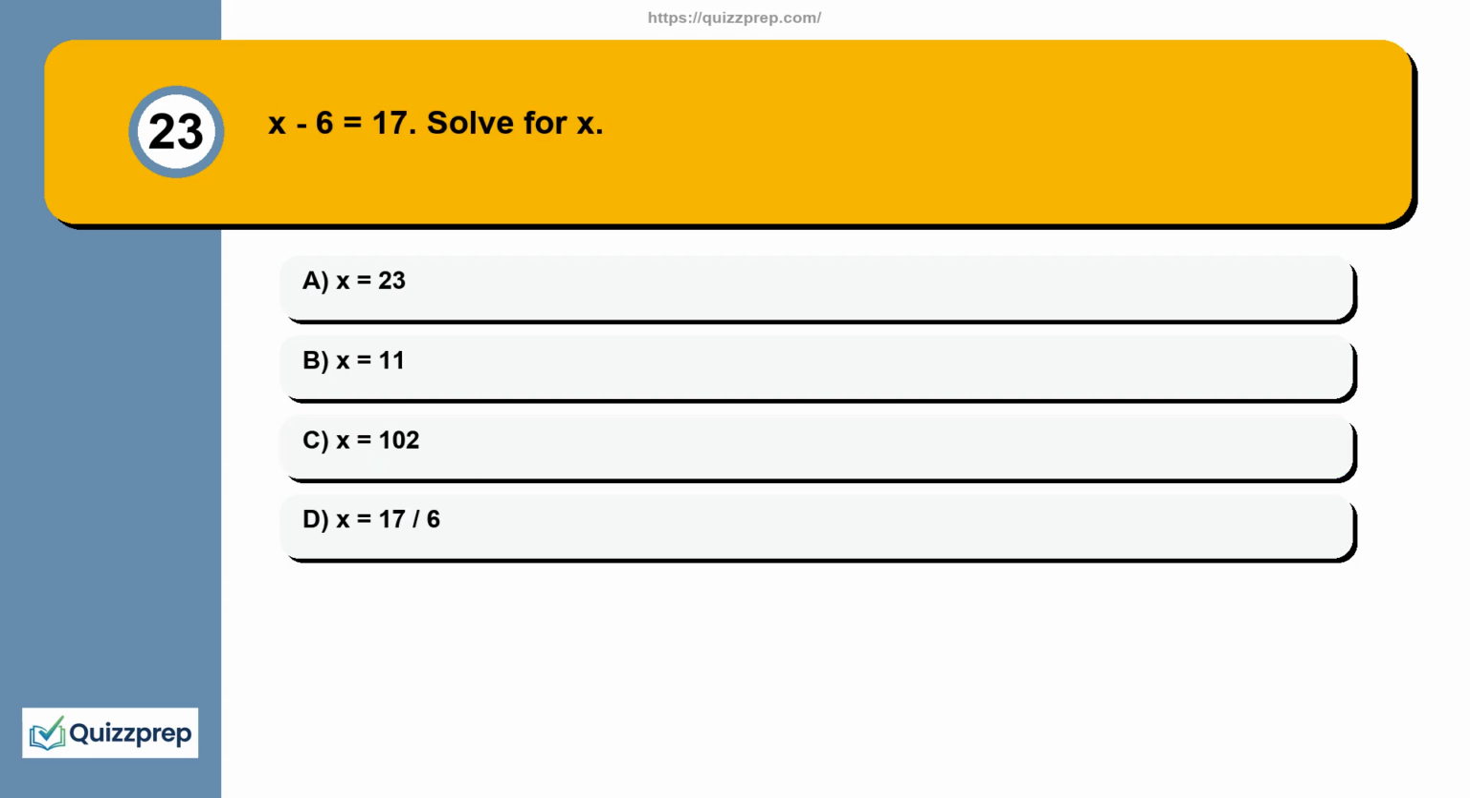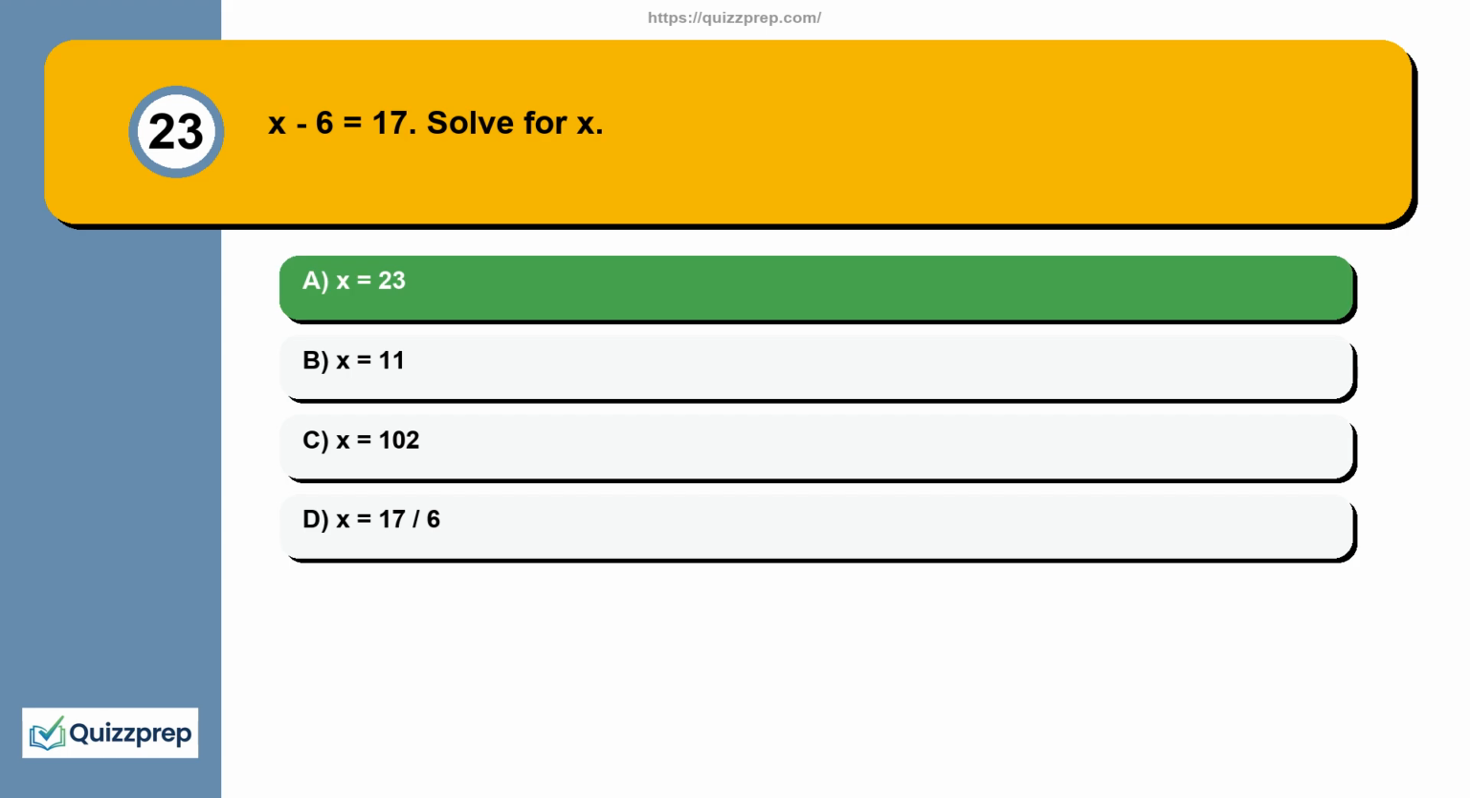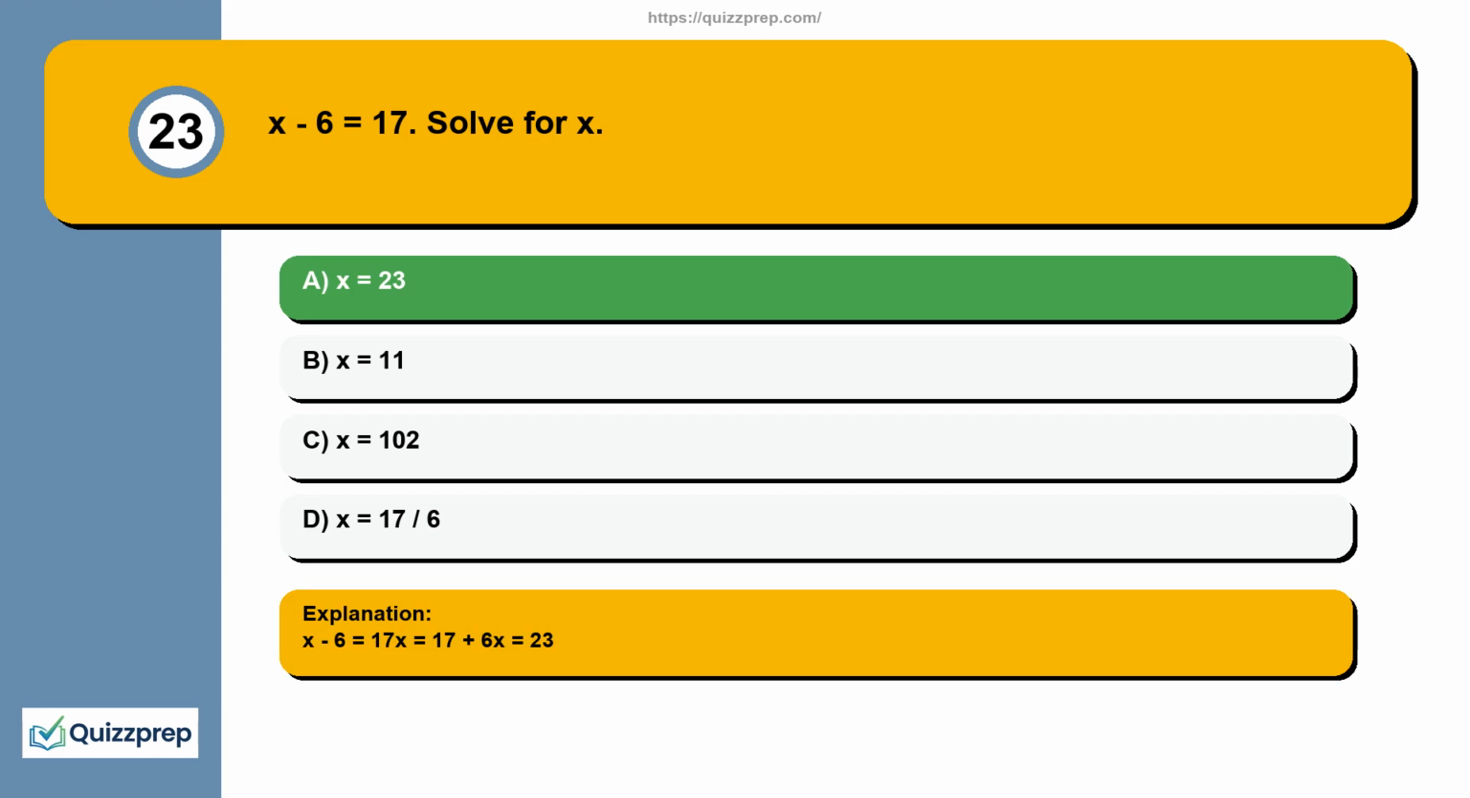Question 23. X, 6 equals 17. Solve for x. X equals 23, x equals 11, x equals 102, x equals 17/6. X, 6 equals 17, x equals 17 plus 6, x equals 23.